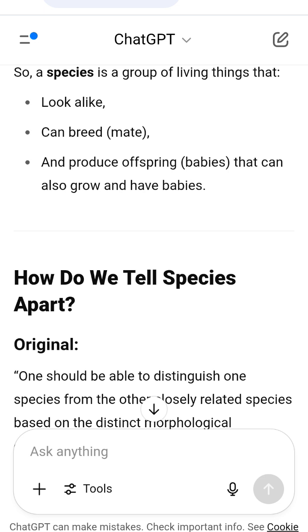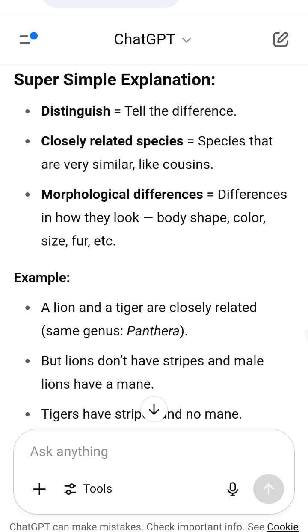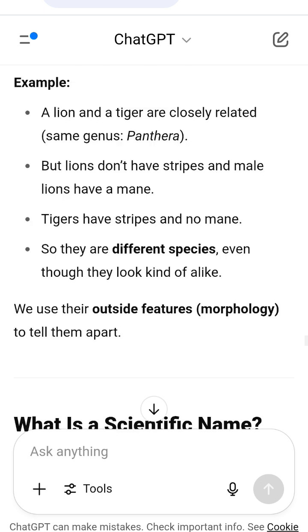Genus Homo, species sapiens, scientific name Homo sapiens. So the full scientific name of humans is Homo sapiens. Homo means man or human. Sapiens means wise or intelligent, so it means wise human.